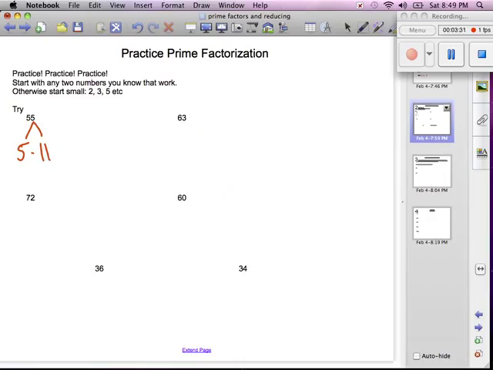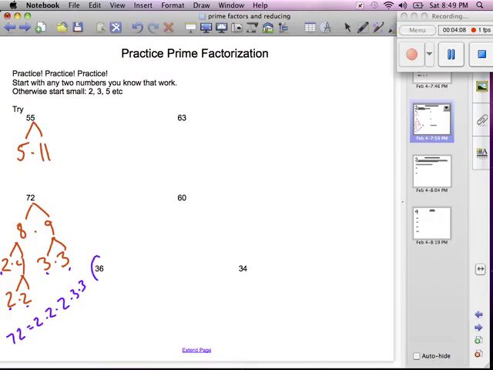What about 72? I like 72. I happen to know that it's 8 times 9. But 8 and 9 are not prime. So let's do it again. 8 is 2 times 4. 4 is not prime, so let's do it again. 2 times 2 is 4. And 3 times 3 is 9. Now all of these are prime. 72 equals 2 times 2 times 2 times 3 times 3.